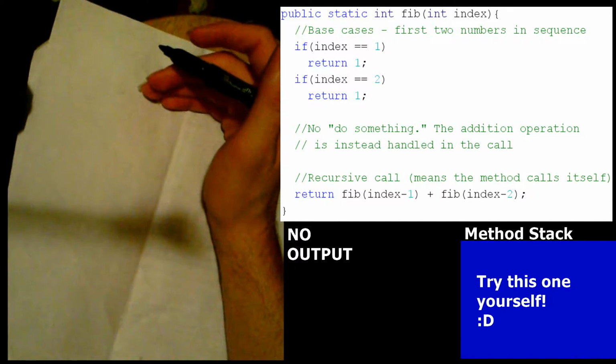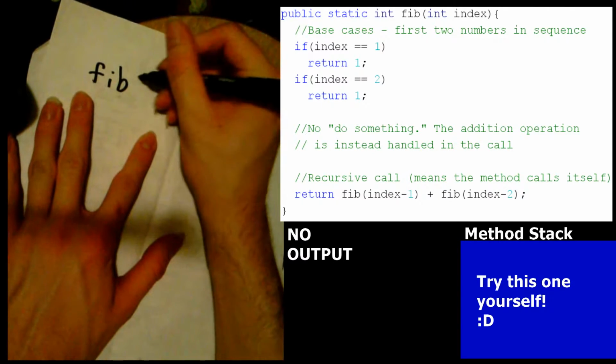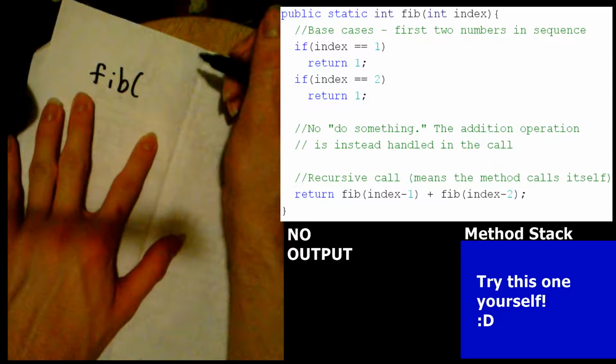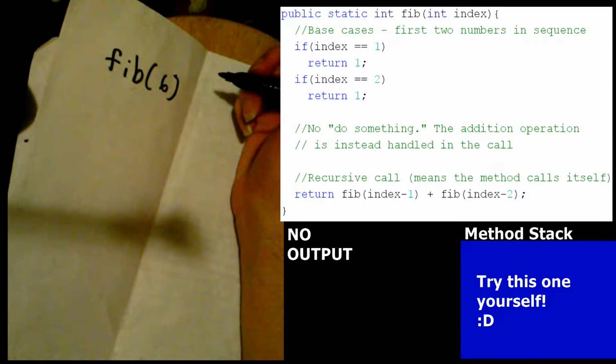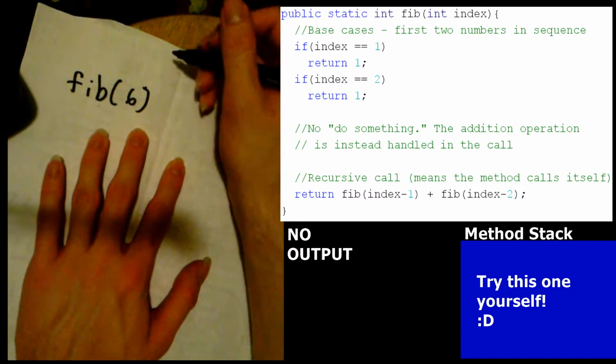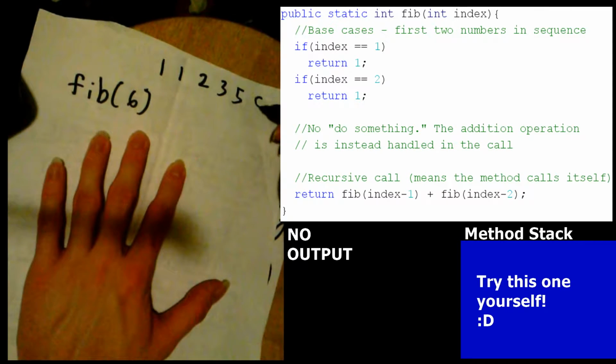Okay, so with our recursive Fibonacci program, the name of our method is fib, or Fibonacci, and it takes one integer, which is the index of the number we are looking for. For this one, we're going to be looking for the 6th number in Fibonacci's sequence. And if you don't know what Fibonacci's sequence is yet, I'll show you right now.